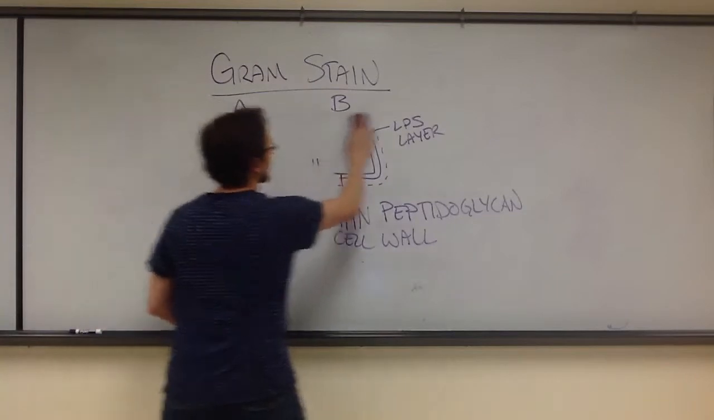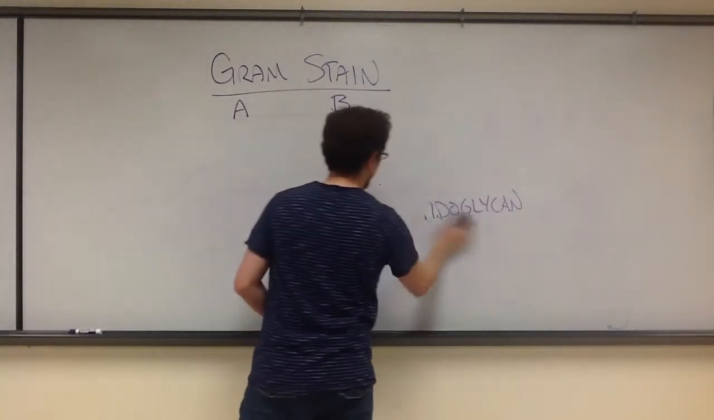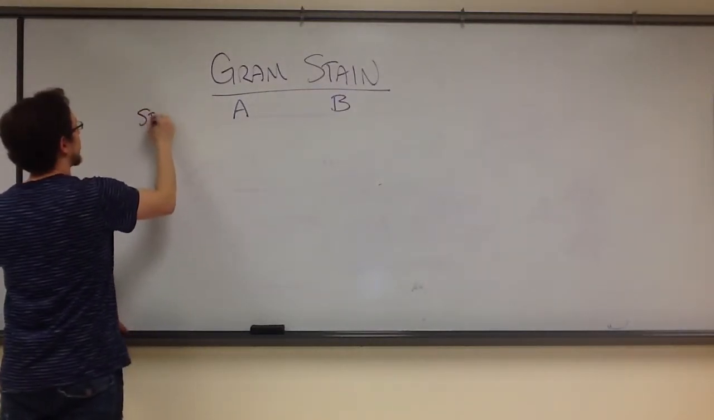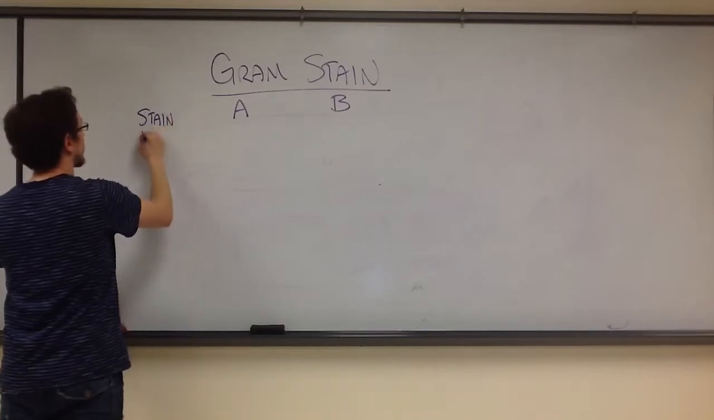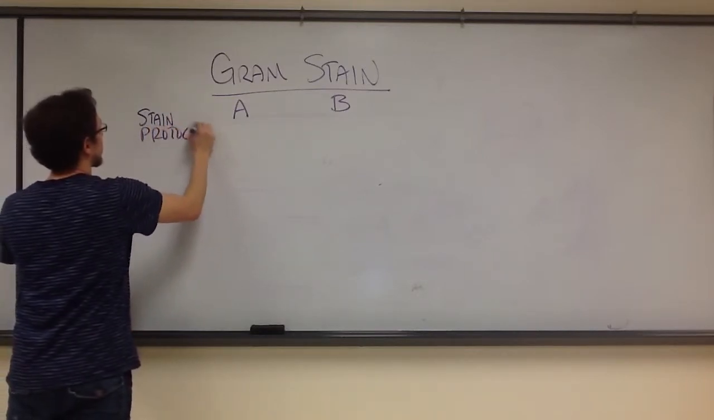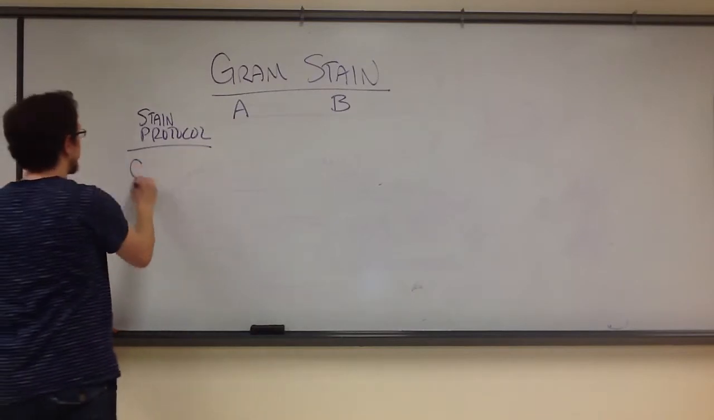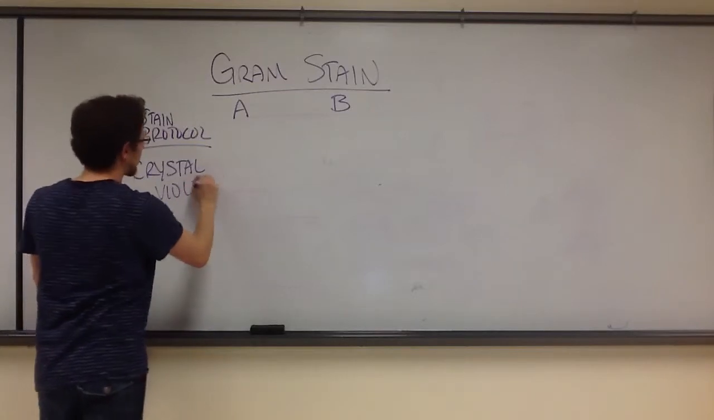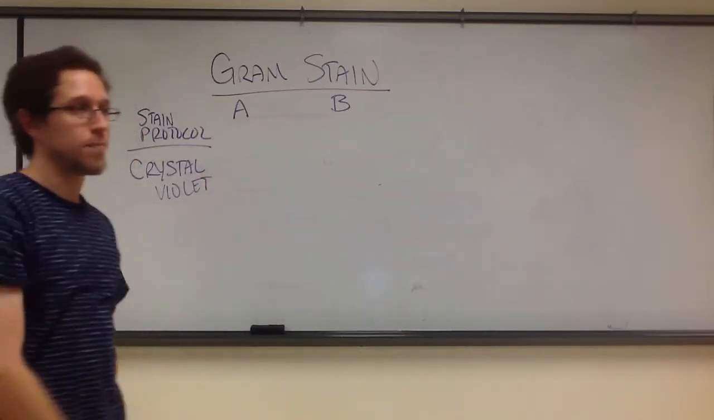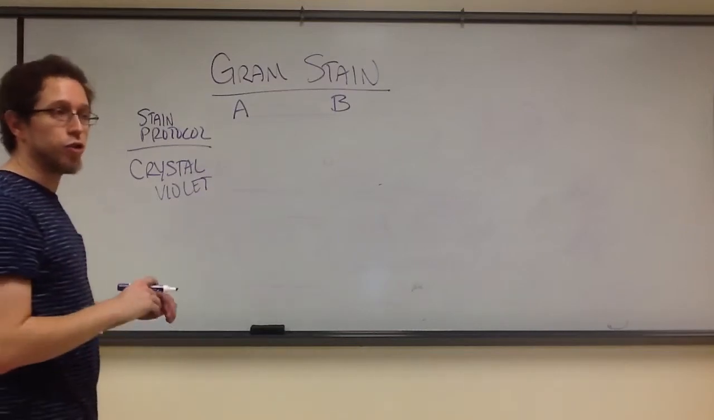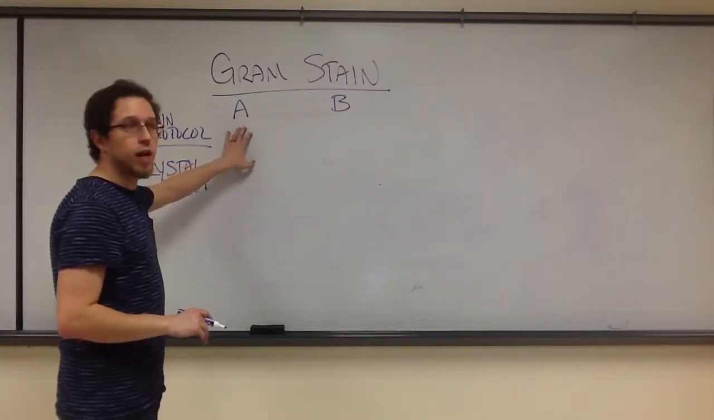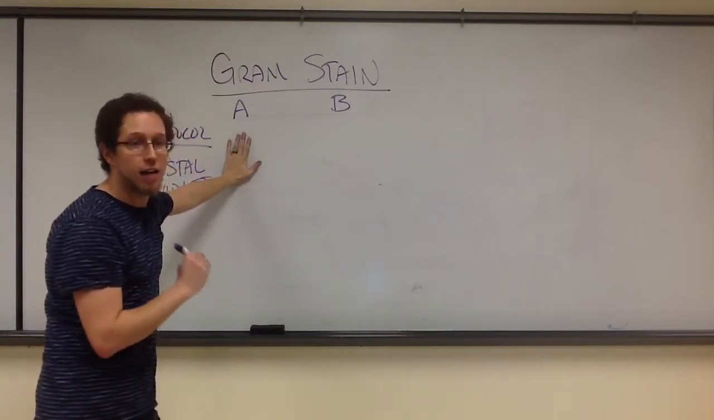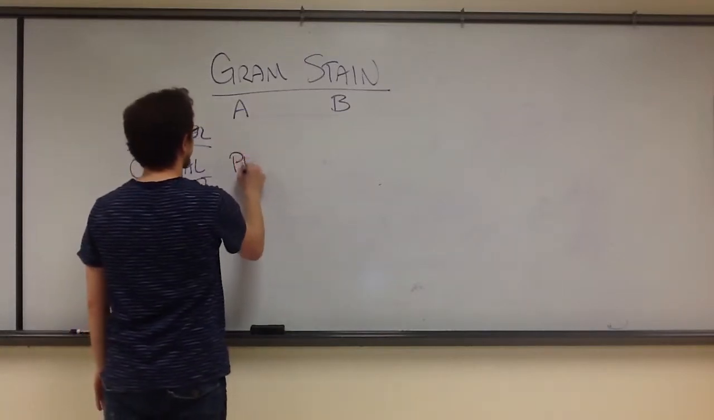Here we go. So, I've got my first stain of my stain protocol. And the first thing I'm going to add to these cells is a substance called crystal violet. As its name implies, it's a violet dye. And what it's going to do is it's going to permeate the peptidoglycan cell wall through pores, and it's going to wind up in the cell wall or inside of the cells. So it's going to turn these cells purple.